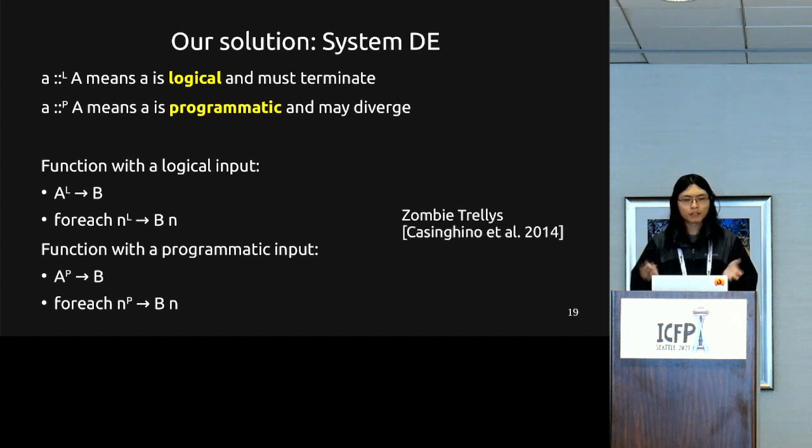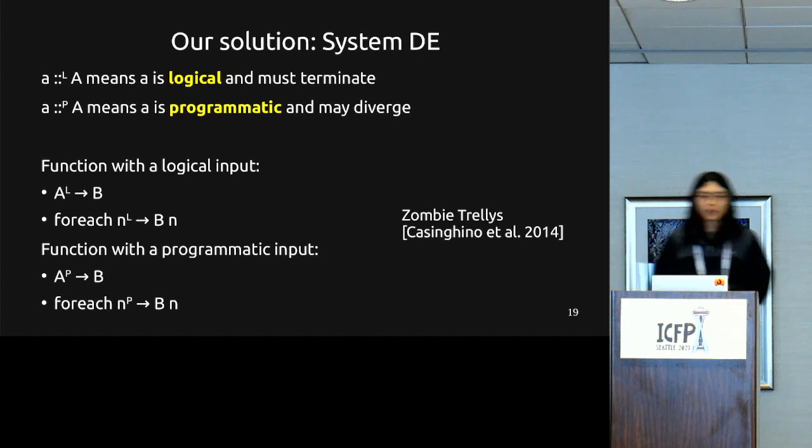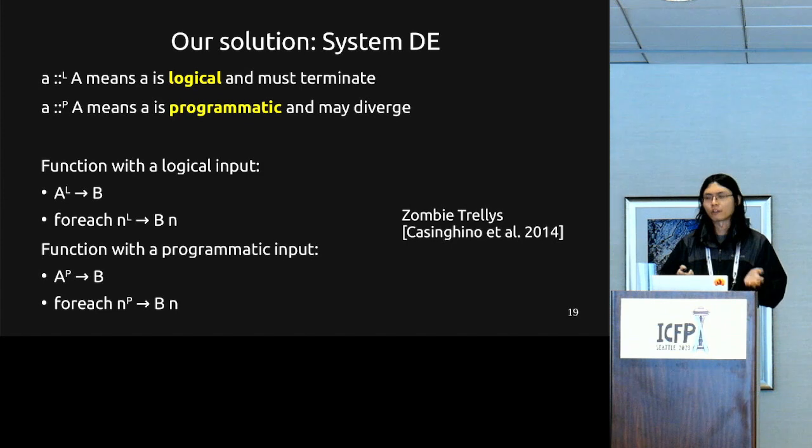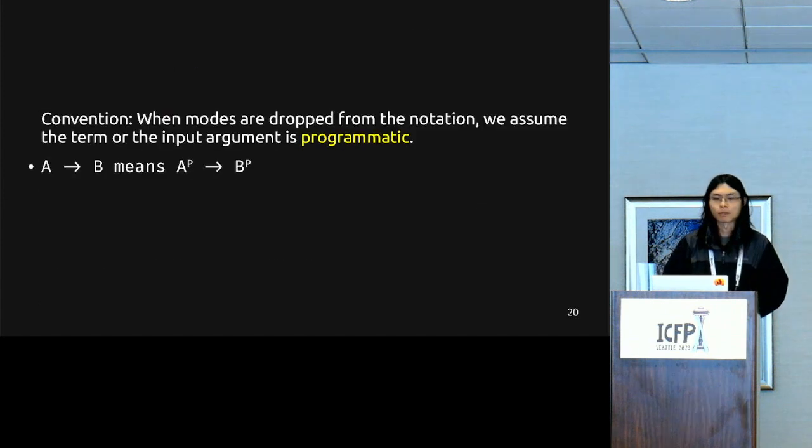Using modalities to distinguish between total and partial computations is not something new, and our work is more or less inspired by the Zombie Trellys programming language. However, I also want to point out that being able to tell partial and total computations apart can also be found in existing languages such as Idris and Agda. You can use pragmas to specify each individual function as either total or partial. Though through modalities, it's slightly more fine-grained, which we discuss in detail in the paper.